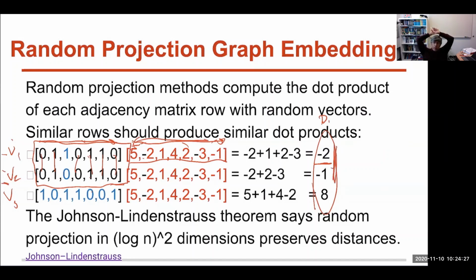So in this dimension, you would expect that things with similar sets of adjacencies will be close to each other. If you have a wildly different set of things that you're connected to, your dot product is likely to be quite different from the other two rows. And so by doing this with k different random vectors, you can produce a k-dimensional embedding of every vertex just by doing matrix multiplication.